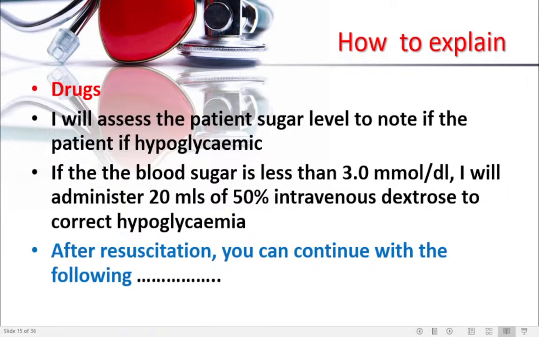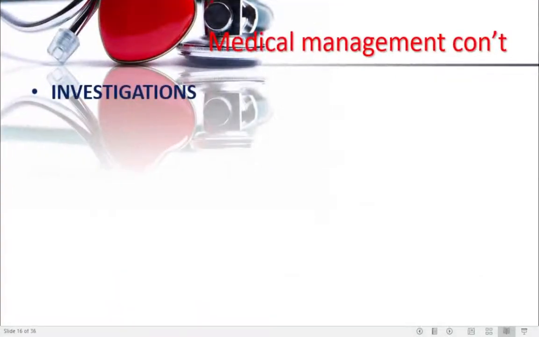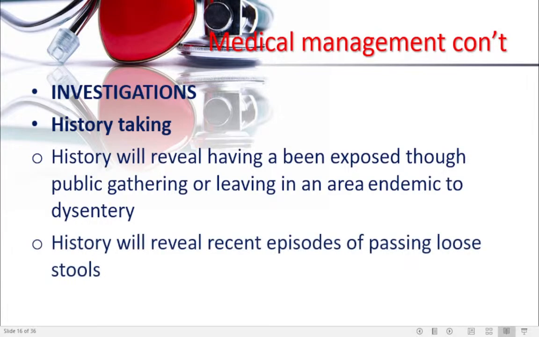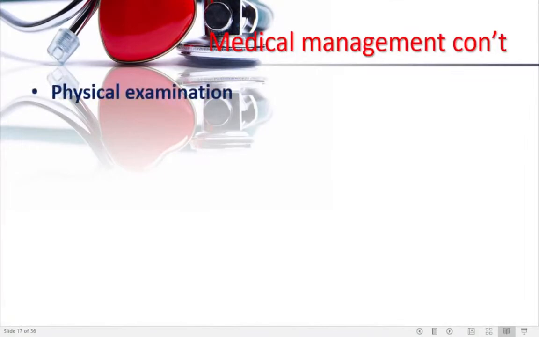Then after resuscitation, you can continue with the subsequent care. So medical management: investigations. We are always going to start with history, and under history taking, history will review having been exposed through public gatherings or living in an area endemic to dysentery. Then history will also review recent episodes of passing loose stool which are bloody. And then next after that is physical examination. So physical examination, you can explain the following things.